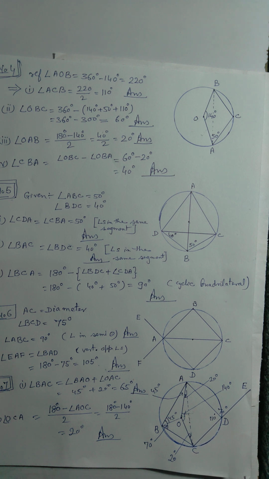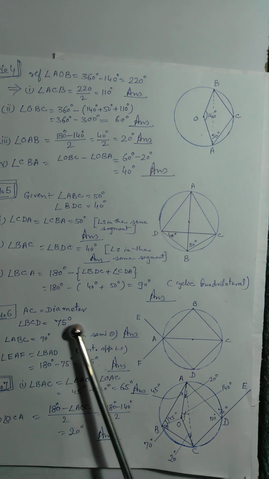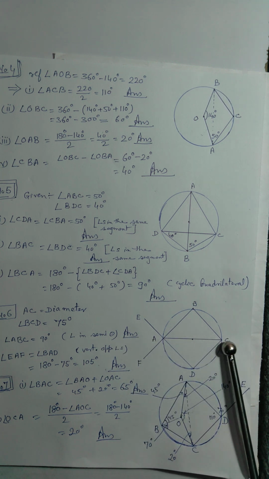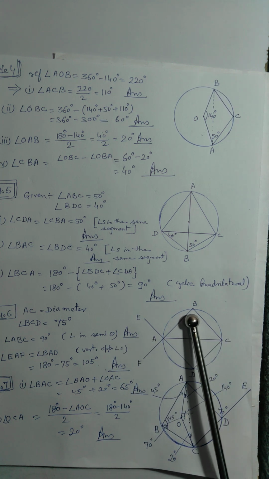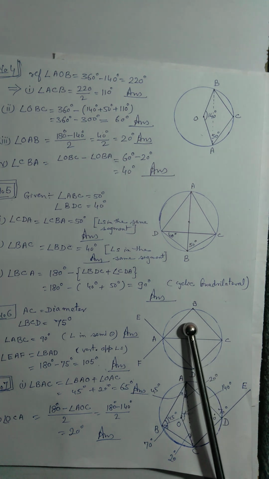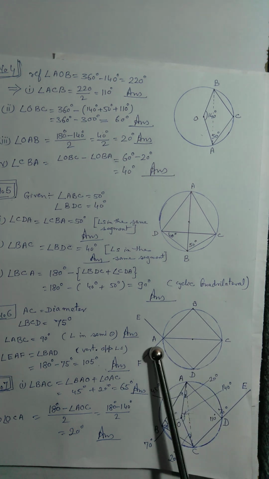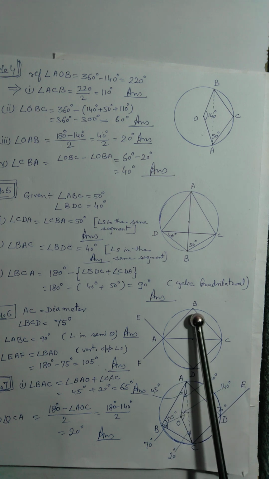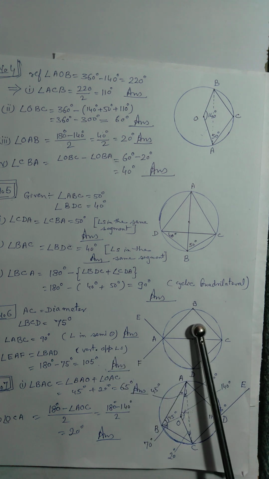In the figure, AC is the diameter of the given circle and BCD is 75 degrees. Calculate the size of the angles ABC and EAF. You see, AC is the diameter. Once it is mentioned that it is a diameter, it is automatically understood that angle B is also 90 degrees, because the angle subtended by the semicircle on the circumference will be equal to 90 degrees.